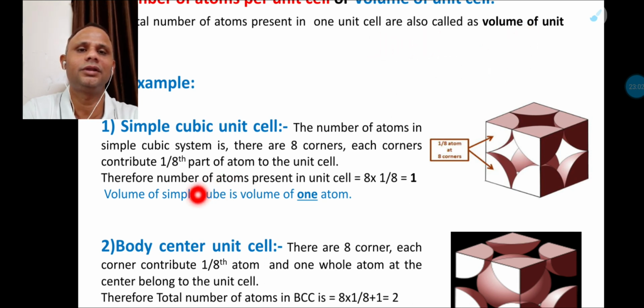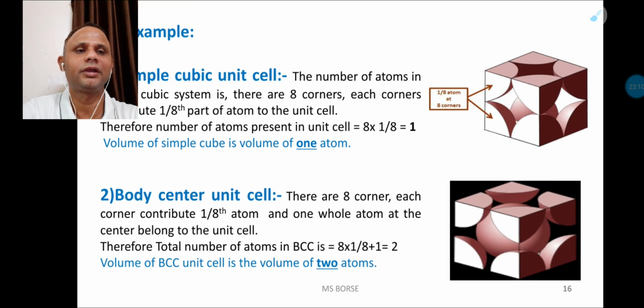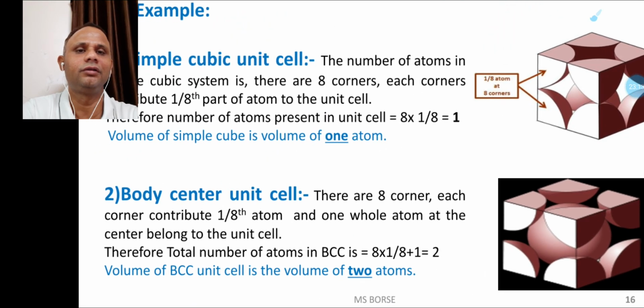Then the volume of a simple cubic unit cell will be the volume of one atom. Similarly, if you consider the second example, that is the body centered unit cell, right?